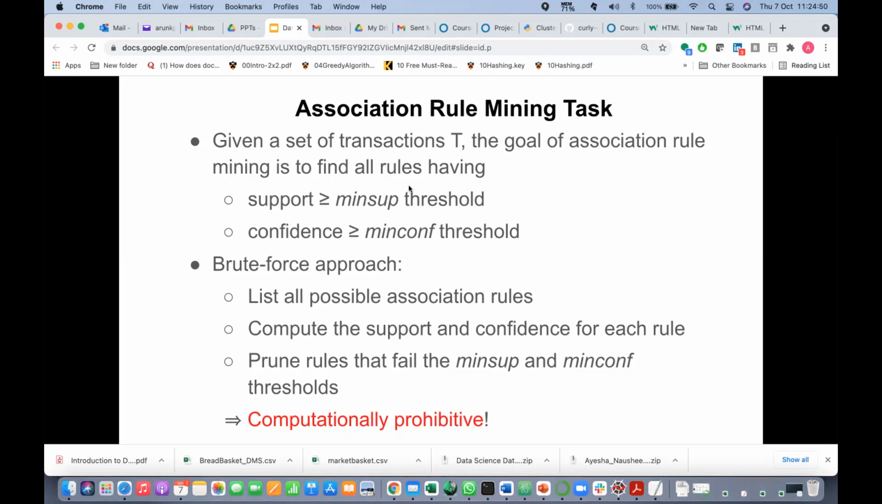So that's why it is user input, and based on the problem they understand, they may fix this minimum support and minimum confidence. Then how do we find these association rules? The first approach is the brute force approach: list all possible association rules. So if there are 10 items, how many rules can you form?